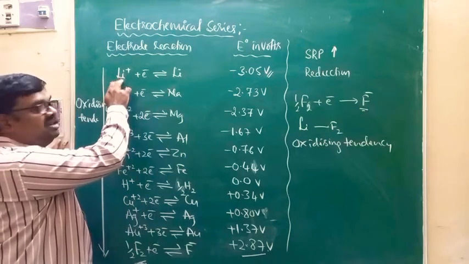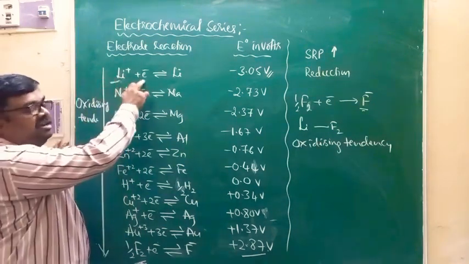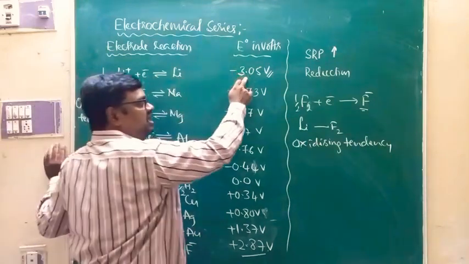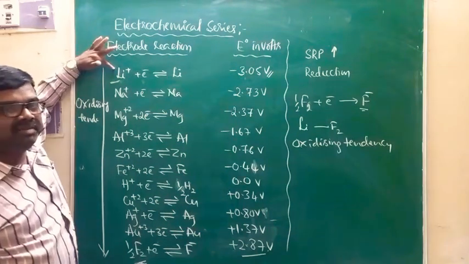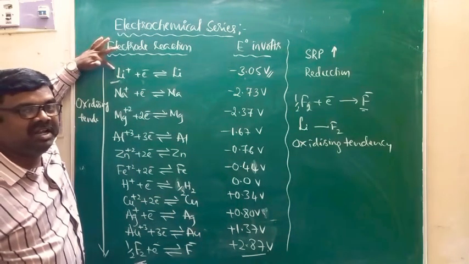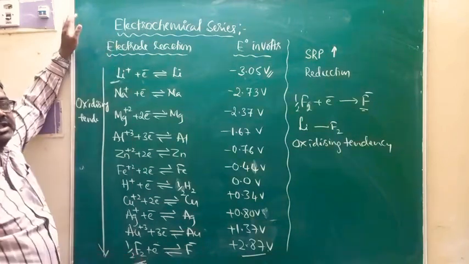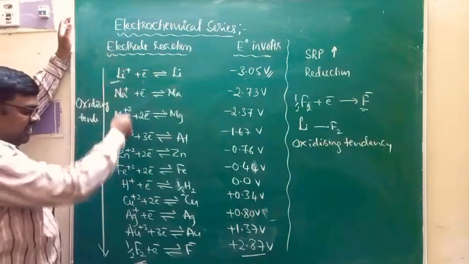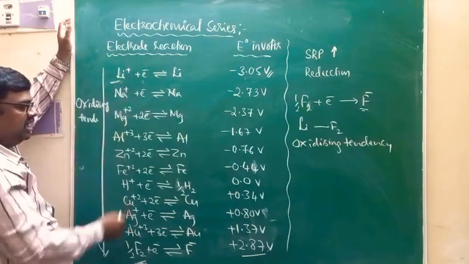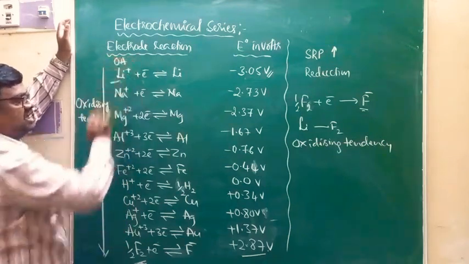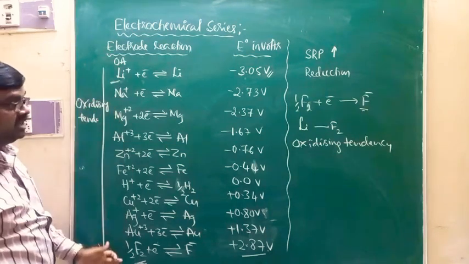Lithium ion does not undergo reduction easily because its SRP value is very, very less. The tendency of gaining electrons in the case of lithium ion Li plus is very, very less. Therefore, it is the weakest oxidizing agent and fluorine is the strongest oxidizing agent. And in these electrode reactions, whatever ions and elements I am writing on the left side as reactants are all oxidizing agents: Li plus, Na plus, Mg2 plus, Al3 plus.